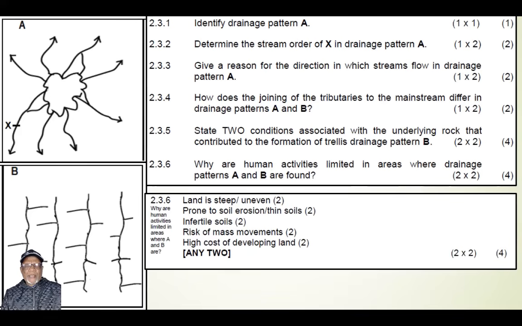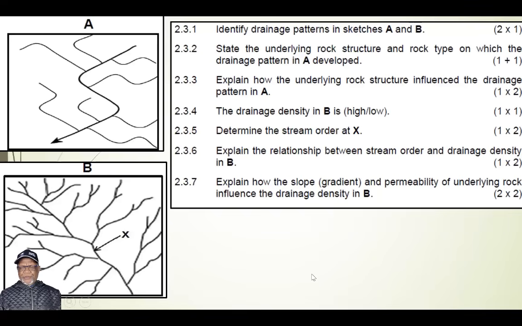They are not easily habitable. Land is steeper, it's prone to soil erosion, the soil is infertile, there's a risk of mass movement, high cost of developing. It's not easy to develop there. So there are a number of reasons that we can give why this is not easily habitable.